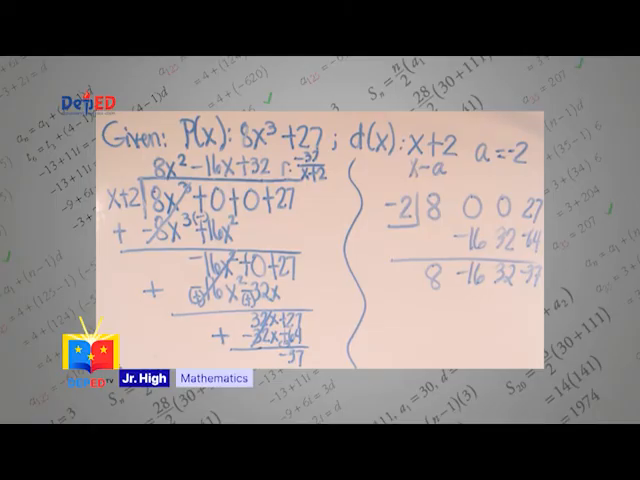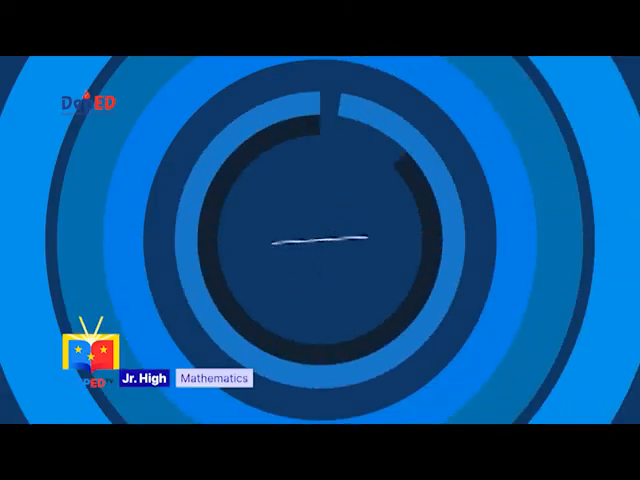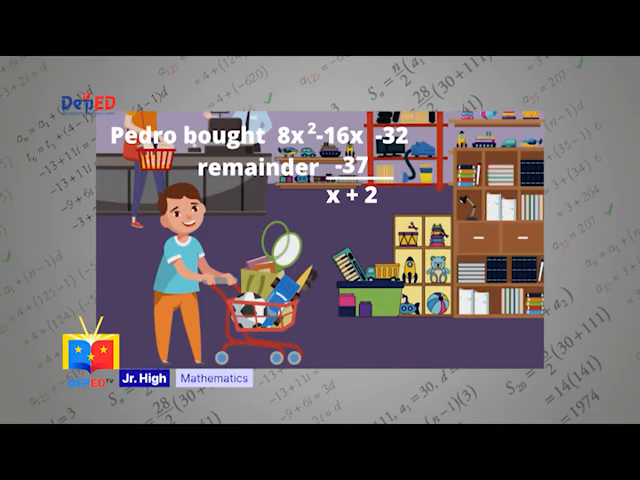Thus, the quotient of the problem using synthetic division, that's q of x, is 8x squared minus 16x plus 32, remainder negative 37 over x plus 2. Therefore, Pedro bought 8x squared minus 16x plus 32, remainder negative 37 over x plus 2 tokens for his classroom Christmas party.